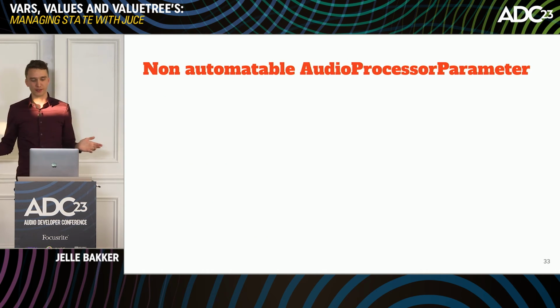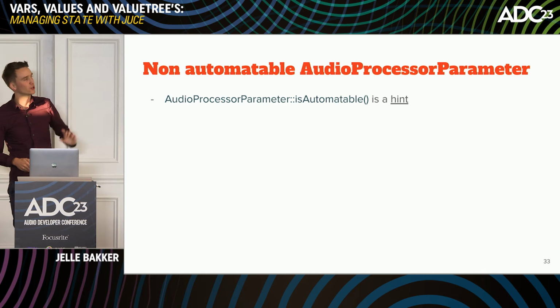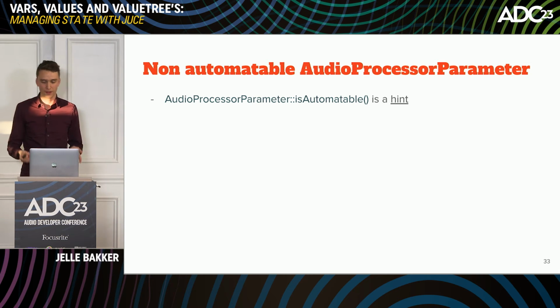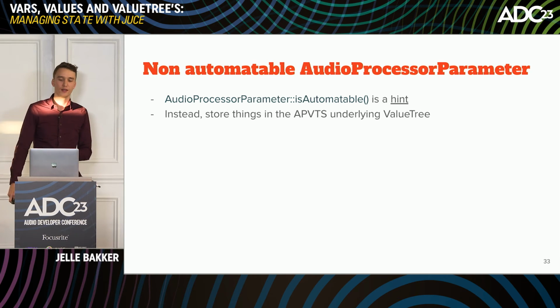Okay, many people ask how do I have non-automatable parameters? Well, there is this isAutomatable function in the parameter base class that you could use, but it's only a hint. So it's up to your host whether to respect this or not. And there are many hosts that do not respect this and make your parameter automatable anyway. So the best approach is to just not make it a parameter at all and store your state directly in the value tree, because your host will not know about the value tree at all. It's just internal, and then there's no automation.